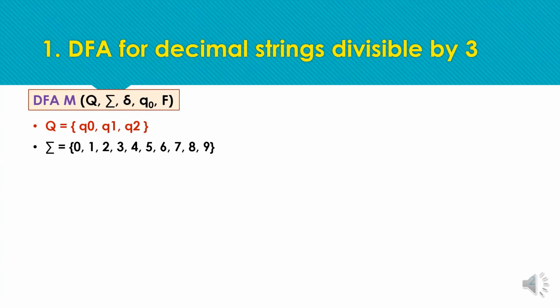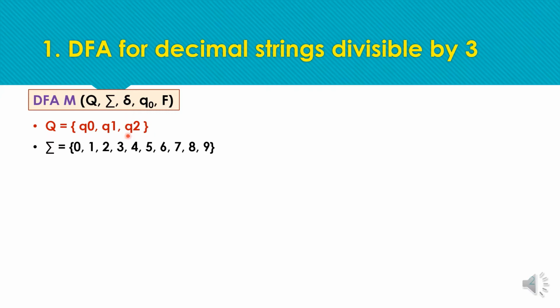First of all, we can easily identify the number of states in these types of questions because the number of states depends on the number of possible remainders. For example, if we divide any number by 3, the possible remainders can be 0, 1 and 2. So the resulting DFA will have only these 3 states: Q0, Q1 and Q2. Q0 is the state corresponding to remainder 0, Q1 is the state corresponding to remainder 1, and Q2 is the state corresponding to remainder 2.